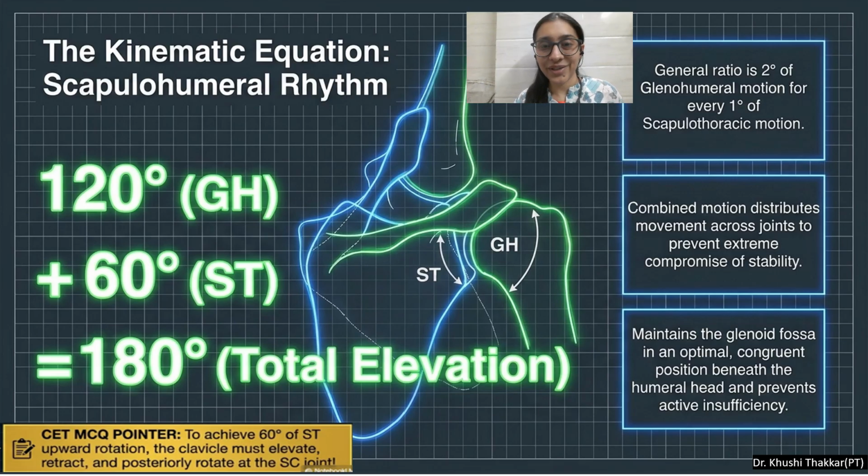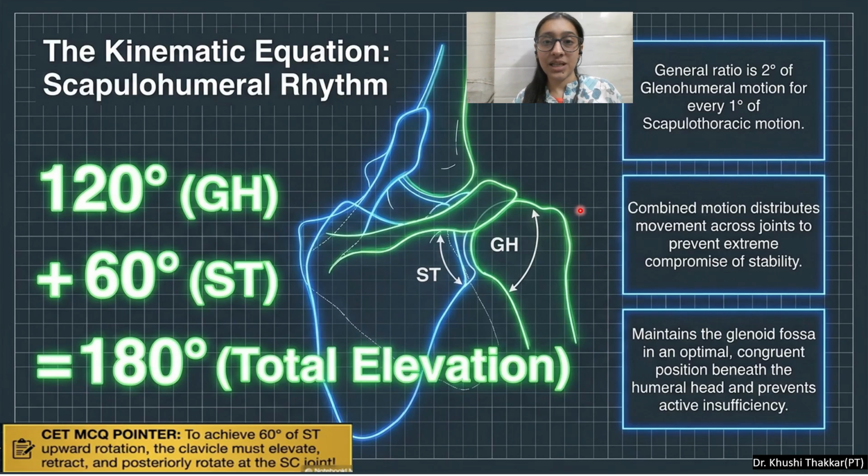Now, during this quick revision, how can we miss the most important topic, that is scapulohumeral rhythm? So, as we know, 120 degrees of glenohumeral movement combined with 60 degrees of scapulothoracic movement gives a total of 180 degrees of elevation. That is, the ratio of 2 is to 1 of glenohumeral to scapulothoracic movement gives the scapulohumeral rhythm.